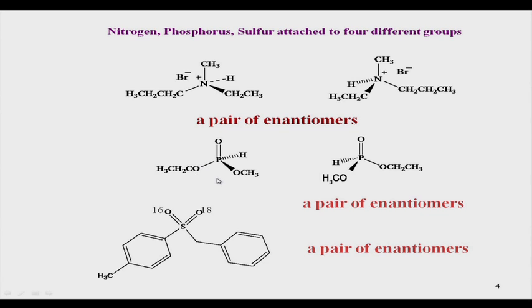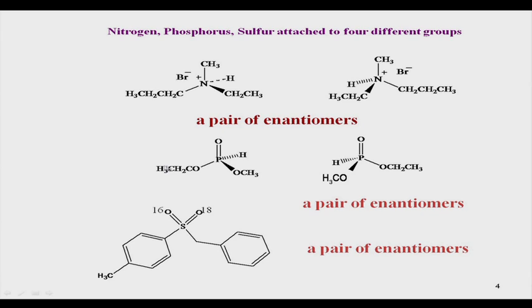Phosphorus, if you have this phosphonate where there is one oxygen, one attached to the hydrogen, another is OCH3, another is OCH2CH3. So, these 2 groups are different as well as these 2 groups. So, basically the phosphorus is tetrahedral in geometry and it can also exist as a pair of enantiomers, you can separate them. Okay. So, there is no question of inversion.